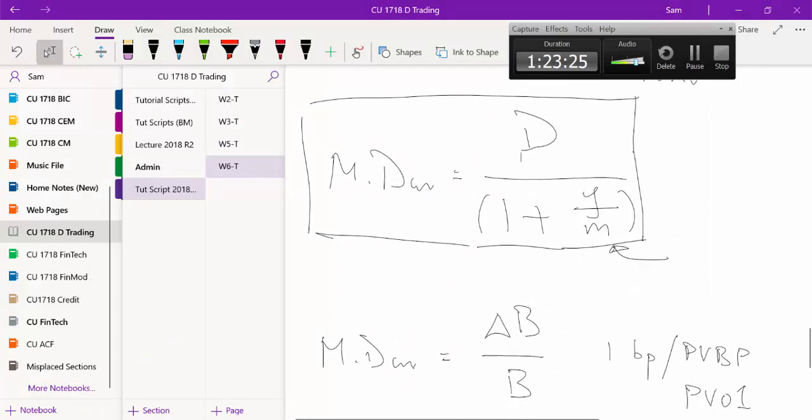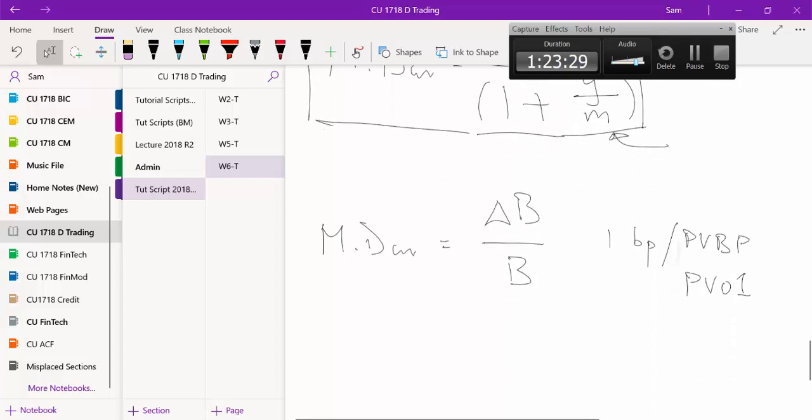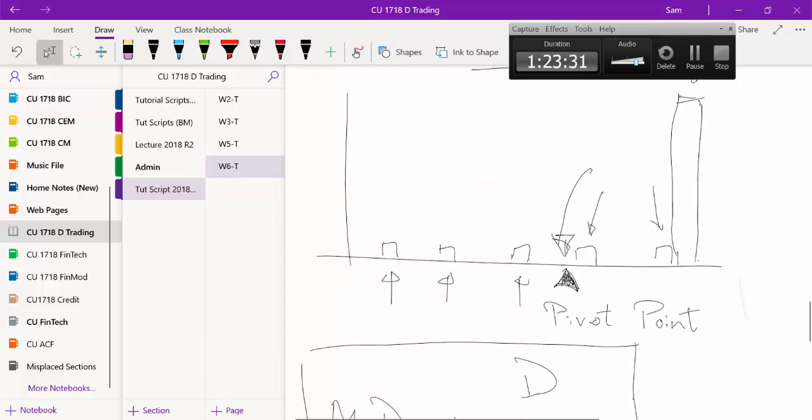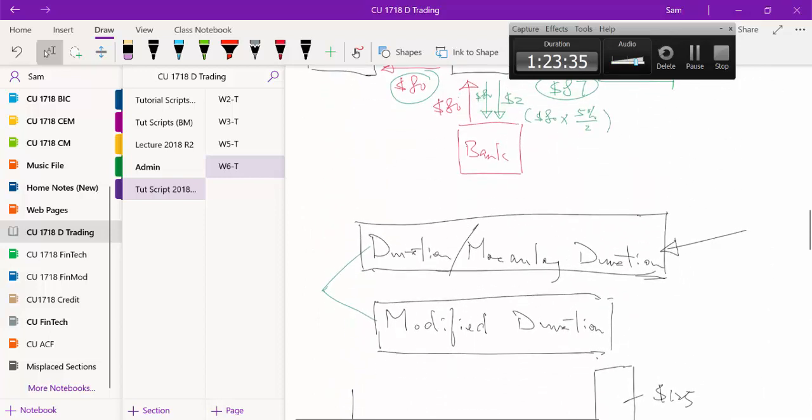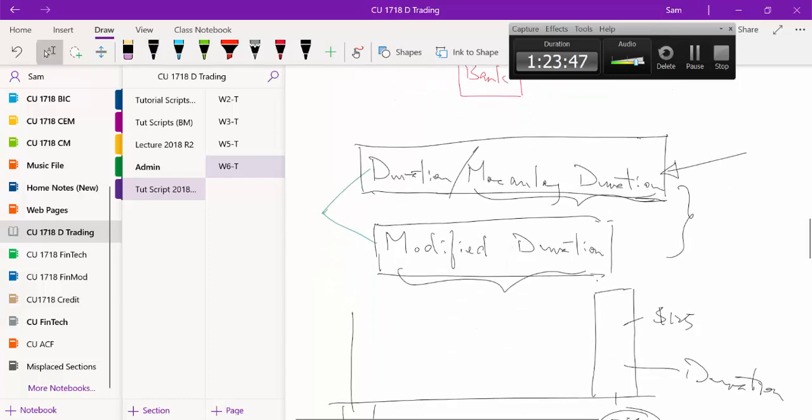I've met professionals who get confused if they're not from the fixed income area. The meaning of duration, or Macaulay duration, and modified duration. So first of all, they confuse the two, and then they don't know the purposes that it serves. Okay, so I hope you don't have that problem.